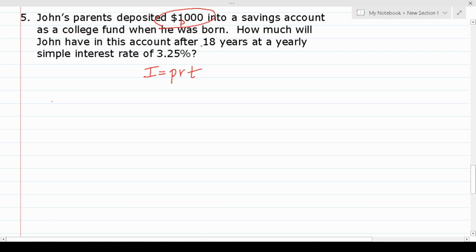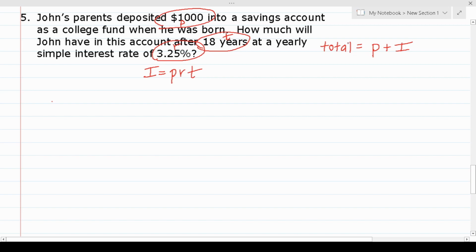We know that it accrued for 18 years, so that's going to be our T. And we know they had an interest rate of 3.25%. And we want to figure out how much money's in the account in total after this amount of time. So in other words, we're going to be figuring this out. Total equals principal plus interest. In order to figure out the total, as you can see, we're going to have to figure out what the interest is using the simple interest formula and then add that amount to the principal.